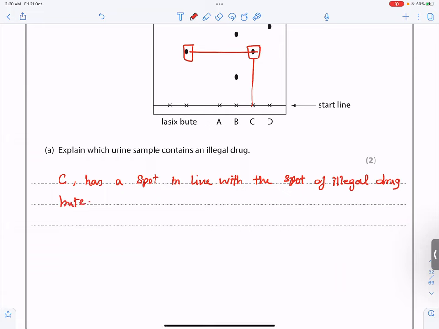So here C, because it has a spot in line with the spot of the illegal drug butyrate. You can say C, because it has a spot at the same height, or the same distance from the baseline, as a spot in the illegal drug butyrate.